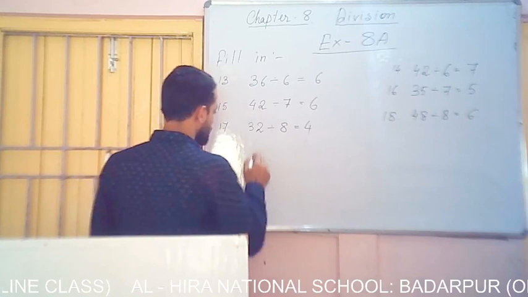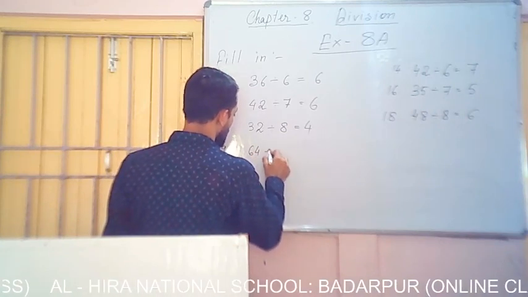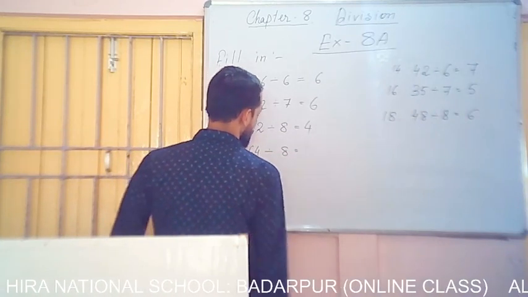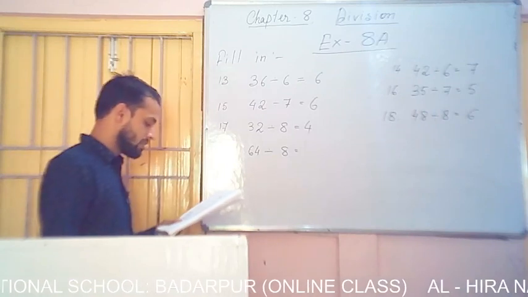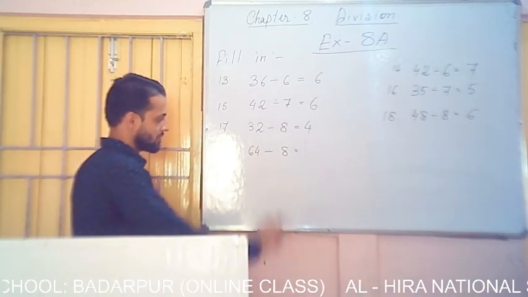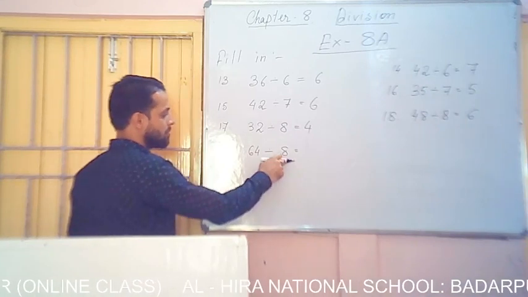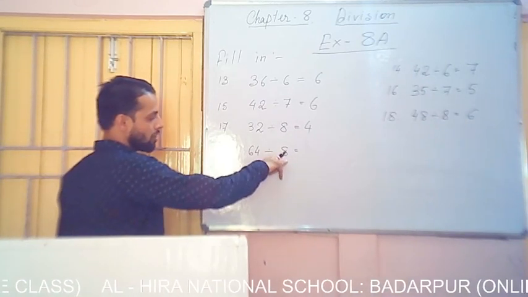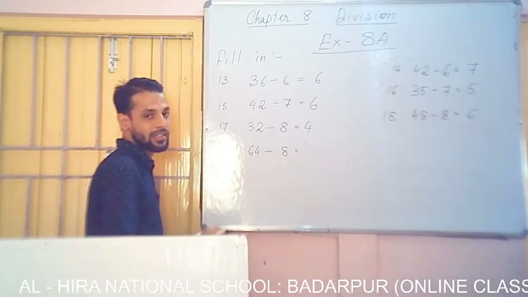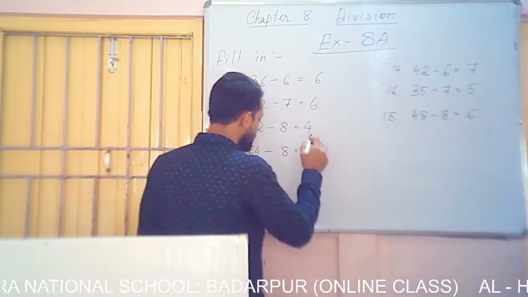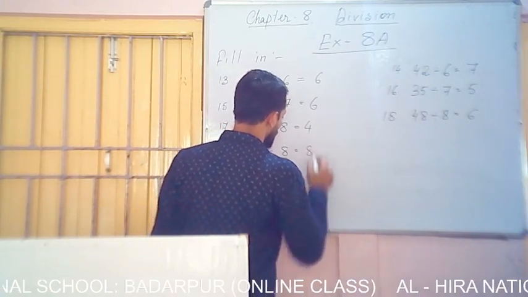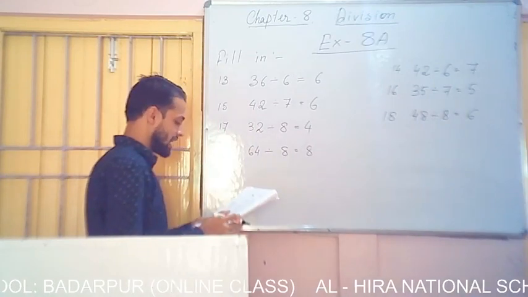Now question number 19. Question number 19 is 64 divided by 8. So here we have to follow the 8 multiplication table. If we go through the 8 table, we will get 8 multiplied by 8 equals 64. That means we are going to write here 8.